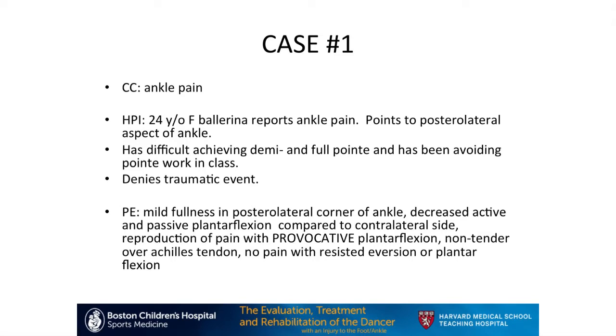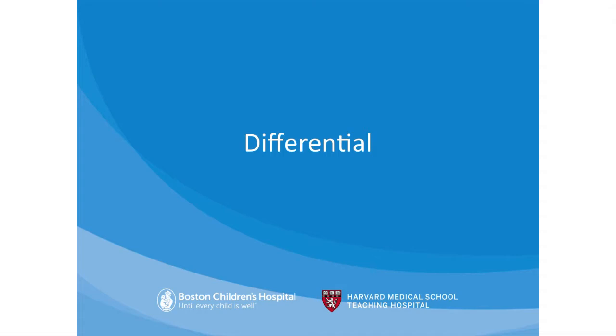So in medicine, we have this thing called a differential where we're like, okay, what are the top 10 things that this could potentially be and how do I want to go about working this up? So what do you guys think? What could be going on with this dancer and what do you want to do? Posterolateral ankle pain, restrictions in demi point, os trigonum, could it be anything else? Or is that the only thing now that we've seen Dr. McKeely? And we're all here for dancers, whatever. It could be an os trigonum, could be a soft tissue impingement, absolutely.